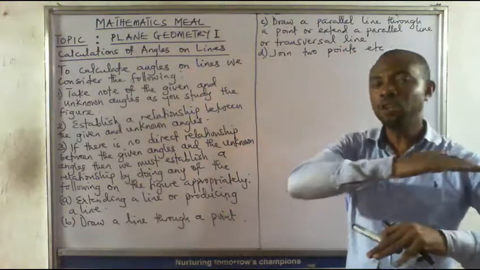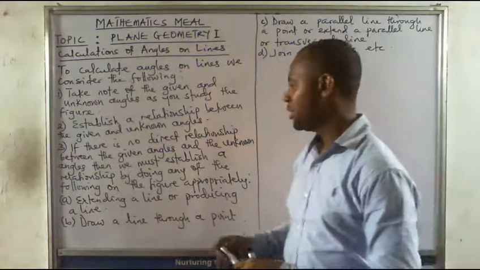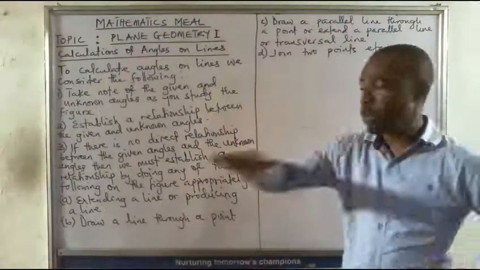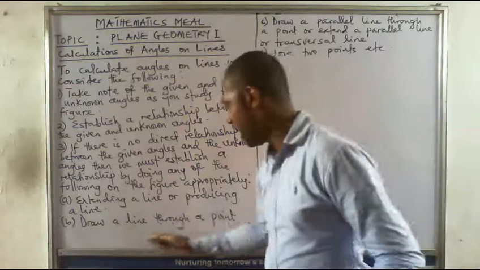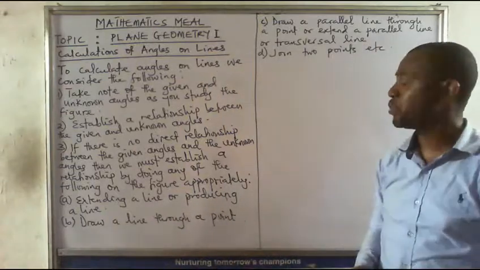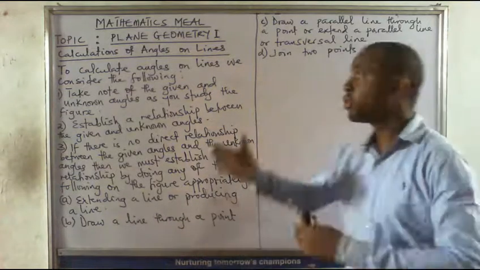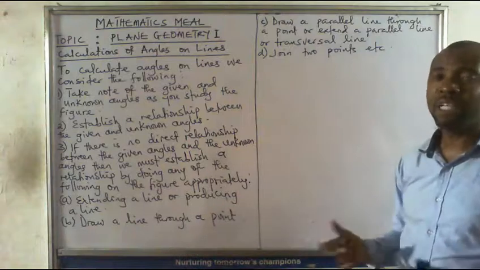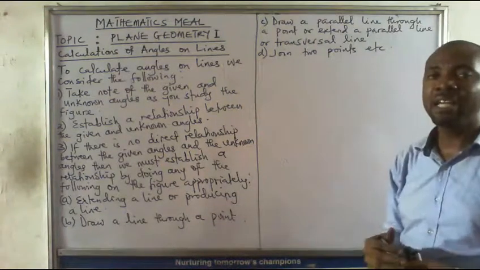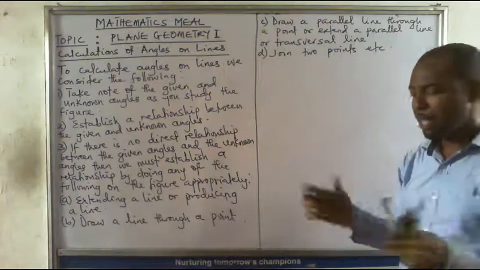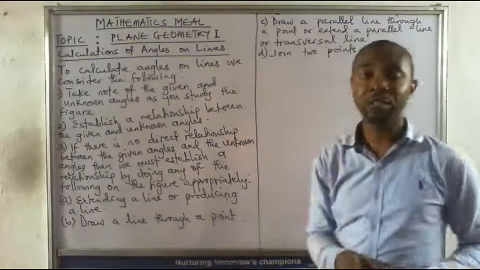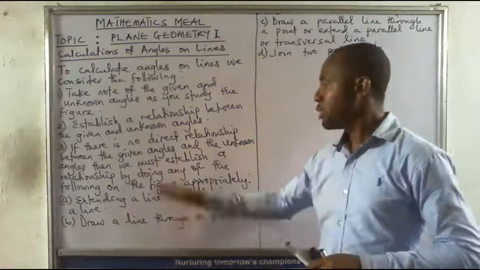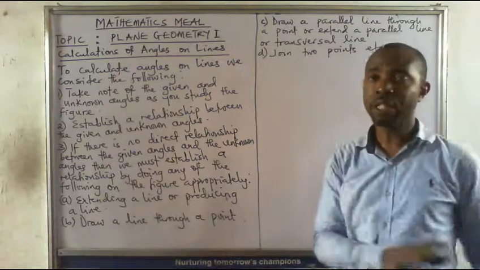If extending that line can help us establish a particular relationship, we do that. There may also be need for us to draw a line on the existing figure, maybe through a point. We can still draw parallel lines, or we can draw a transversal line. We can extend the transversal line, depending on the figure given to you. By the time we start doing calculation, you will begin to see the implication of all this.